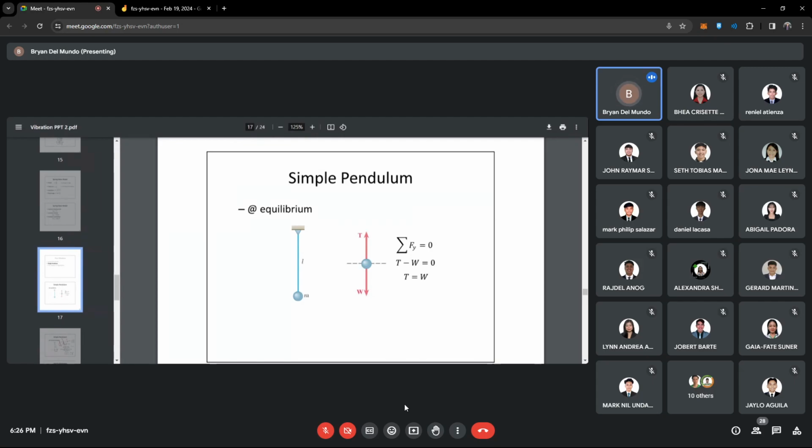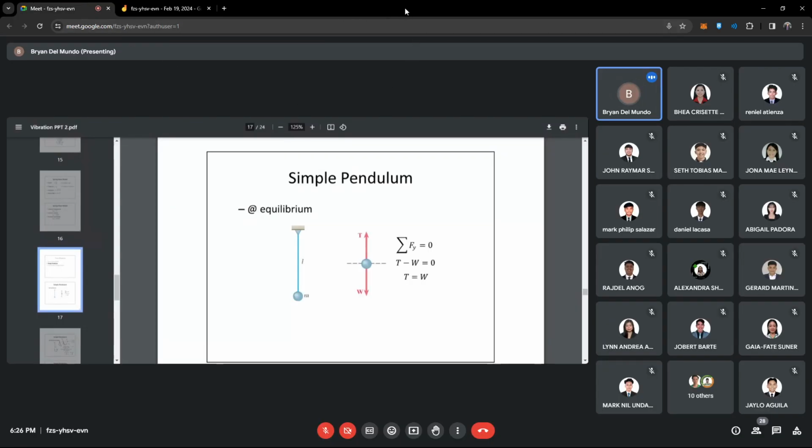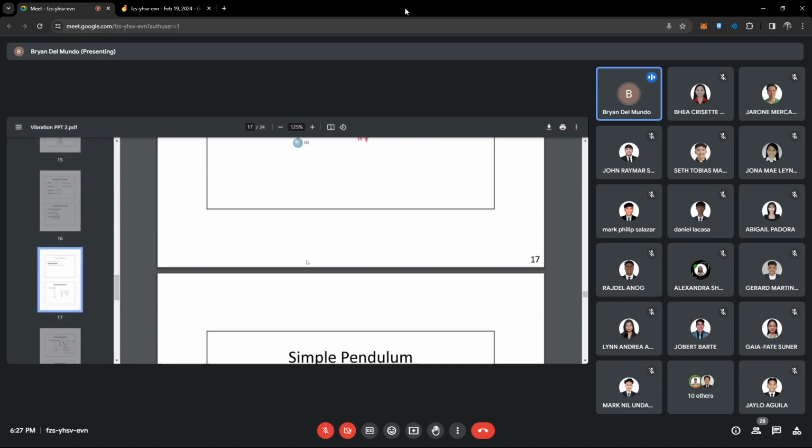Okay, so a simple pendulum is defined as a particle at the end of a weightless cord. So it is allowed to vibrate in a vertical arc of a circle under the influence of gravity and the tension in the cord. So this motion is approximated by suspending a small weight at the end of a thread. Okay. So as shown in the figure, at equilibrium, we can only evaluate the tension and weight. So for the summation of vertical forces, tension is equivalent to our weight.